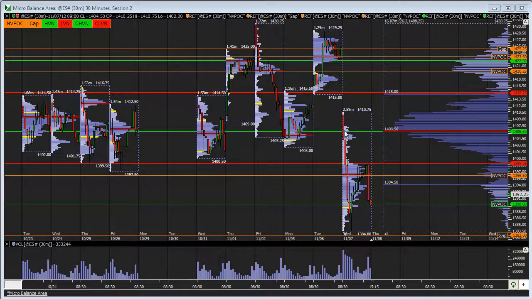So anyway, this morning developed into a trend down day, so we were simply looking to sell, and any longs that would be taken would have to be at pretty significant support areas.